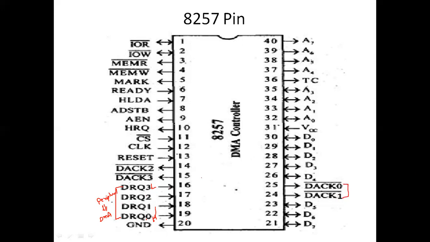So these are the requests. DRQ is the request and DACK is the acknowledgement. So we have DACK0 to DACK3. If you send the request, for that request an acknowledgement should also be there.